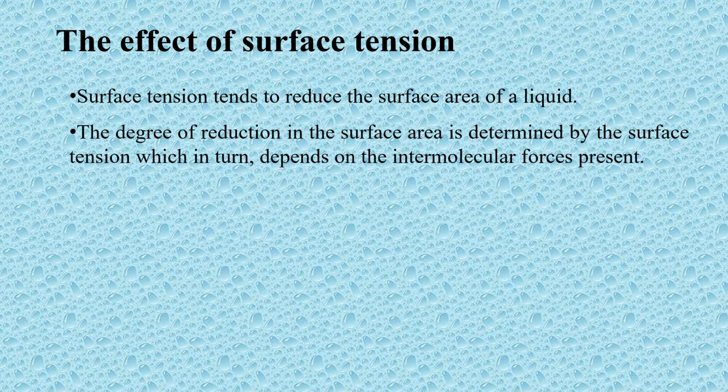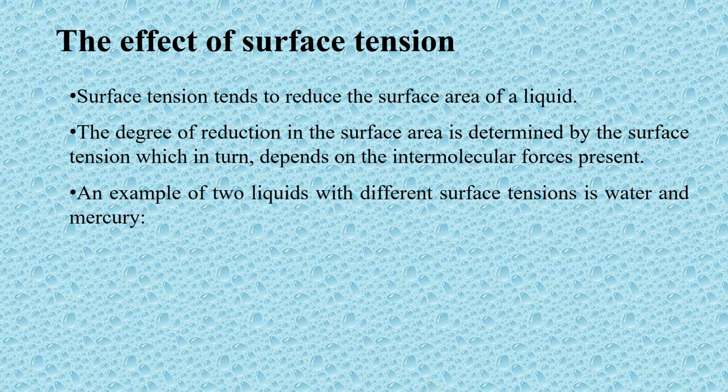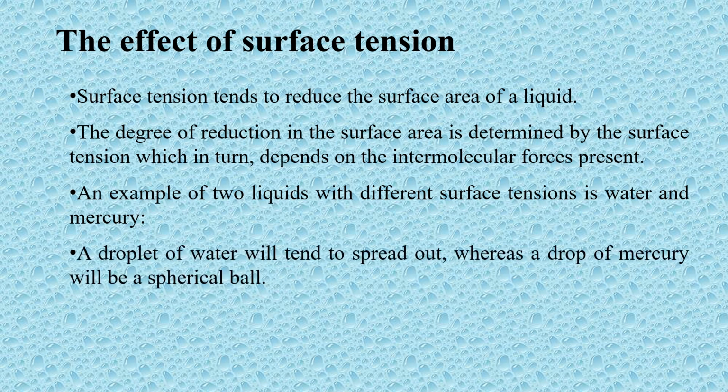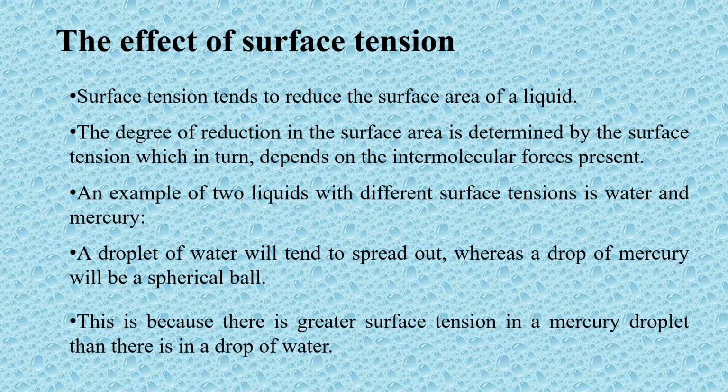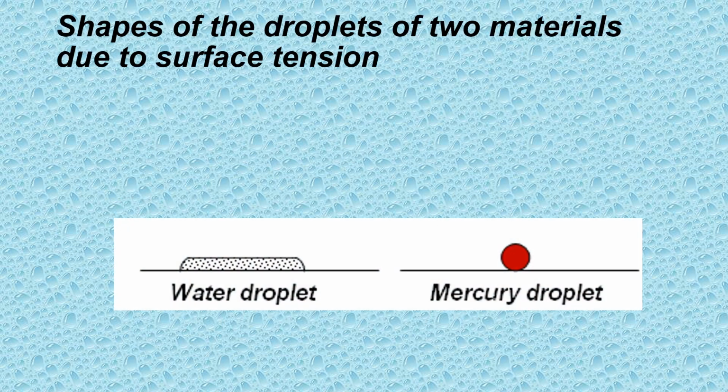The degree of reduction in the surface area is determined by the surface tension, which in turn depends on the intermolecular forces present. An example of two liquids with different surface tensions is water and mercury. A droplet of water will tend to spread out, whereas a drop of mercury will be a spherical ball. This is because there is greater surface tension in a mercury droplet than there is in a drop of water. Shapes of the droplets of two materials due to surface tension.